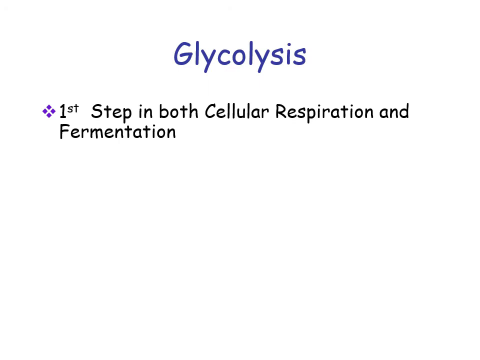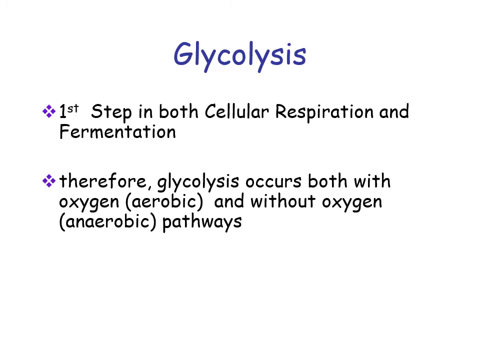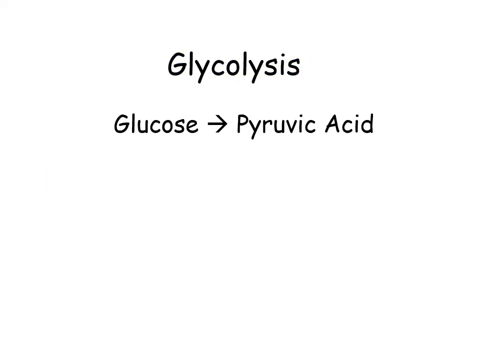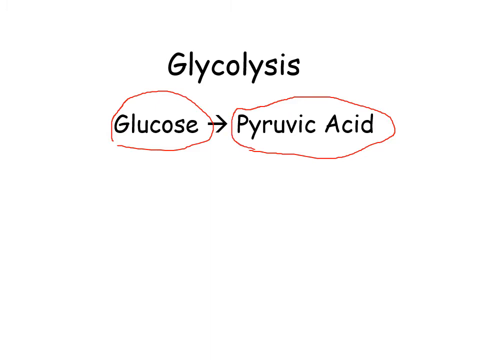Glycolysis, our first stage, you will find in both cellular respiration as well as fermentation. And basically what's happening here is that it does not actually take place in the mitochondria. This occurs outside the mitochondria in the cytoplasm, a lot of times referred to as cytosol. And what happens is you're going to take a simple glucose molecule and it's going to be cleaved into two and broken down into a compound referred to as pyruvic acid.